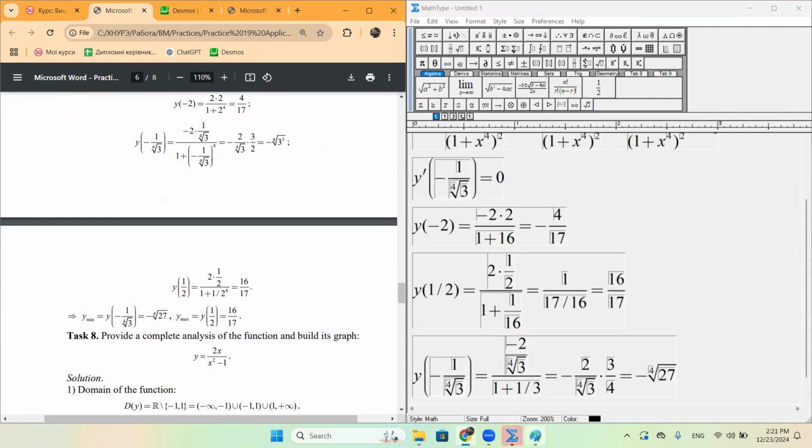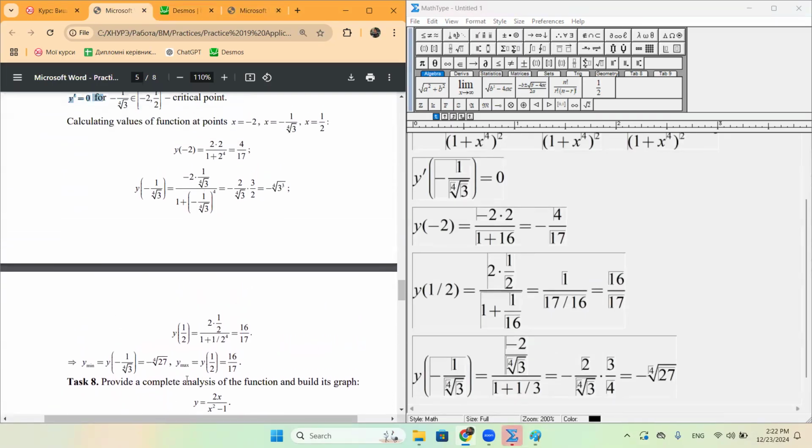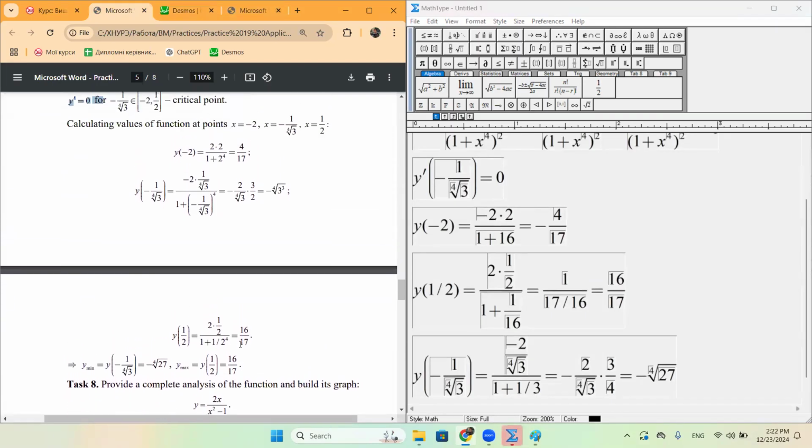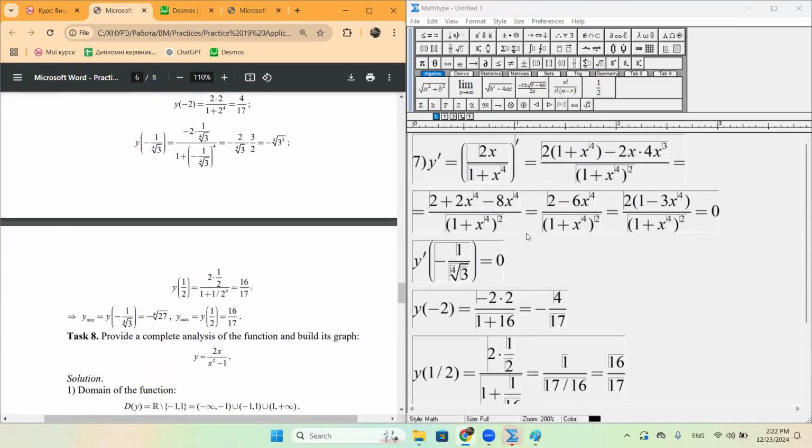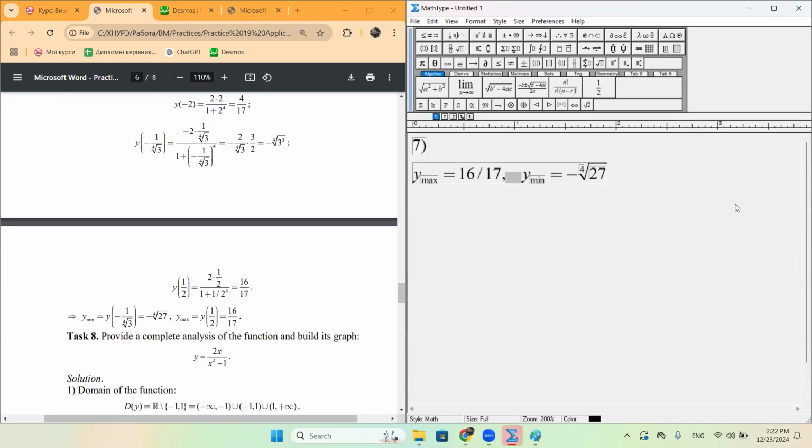So now let's continue. Let's investigate functions. Now we need to provide a complete analysis of this function. How must it be provided? Step by step. First of all, let me write the initial function: 2x multiplied by x squared minus 1.